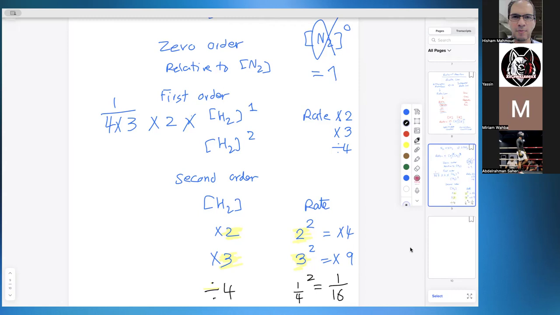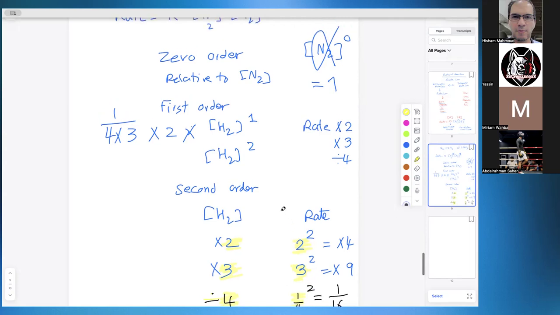If you divide the concentration by 4, the rate of the reaction will be divided by 16. So whatever effect you make to the concentration, you take this effect and power it by 2. Here it was multiplied by 3, I take it to power 2. Here it was divided by 4, so 1 over 4 to the power of 2. While if it is first order, I will make it the same. I'll not change it. Here, multiplied by 2, the rate is multiplied by 2. Here, multiplied by 3, so I multiplied the rate by 3. I multiplied the concentration by 4, the rate is also multiplied by 4.